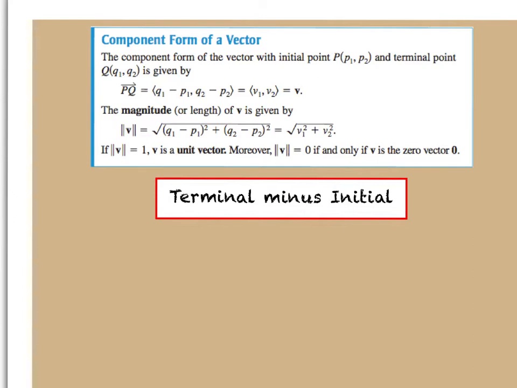All right, a component form of a vector: we have initial and terminal points, but we find it by using these little chevrons. I also call them angle brackets.